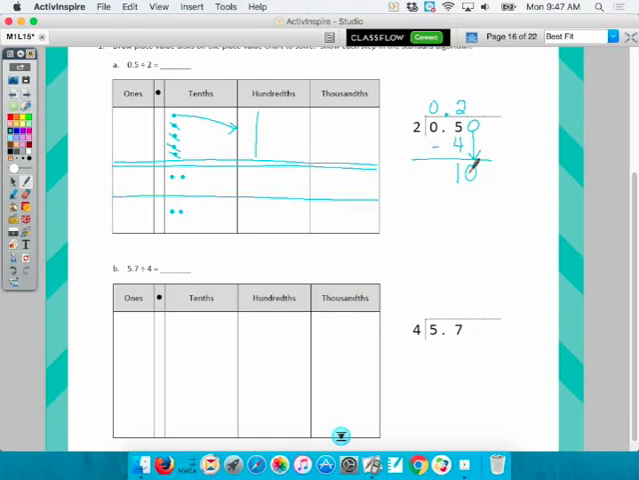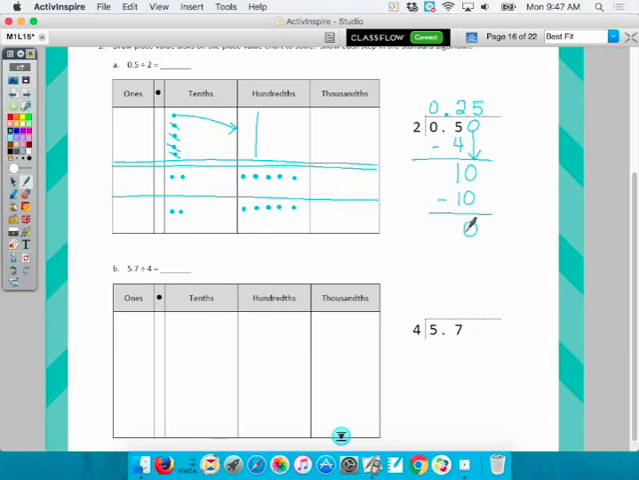So how many groups, or how many will be in each group if I have 10? 5. So 2 groups of 5 equals 10. And I'm done.